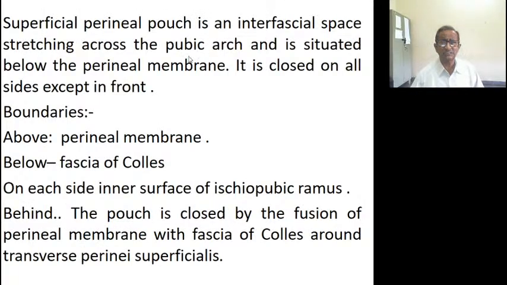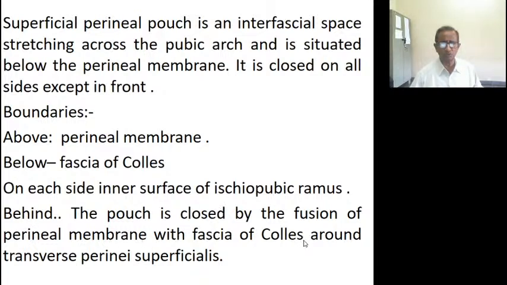Superficial perineal pouch is an interfascial space stretching across the pubic arch and is situated below the perineal membrane. It is closed on all sides except in front. So the superficial perineal pouch is in between the fascial layers, a space stretching across the pubic arch, situated below the perineal membrane. It is closed on all sides except in front. Boundaries: above it is the perineal membrane, below it is the fascia colles, on each side the inner surface of the ischiopubic ramus.